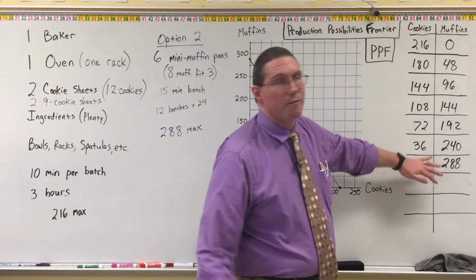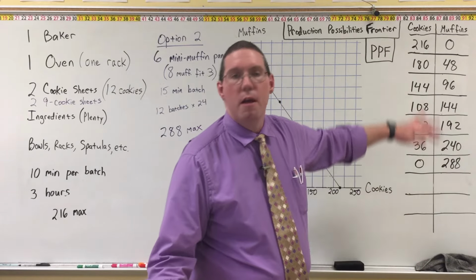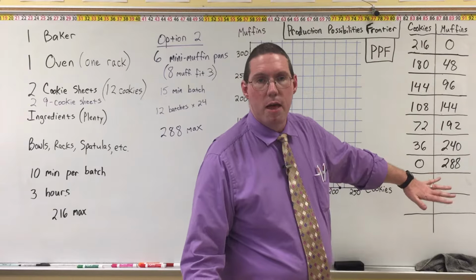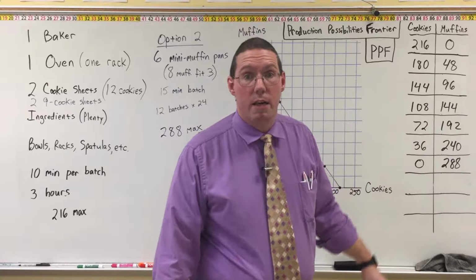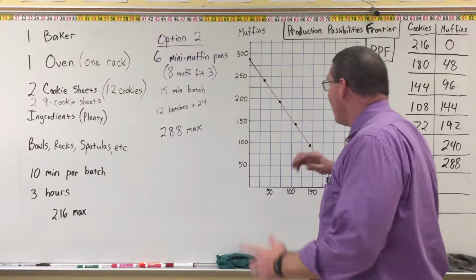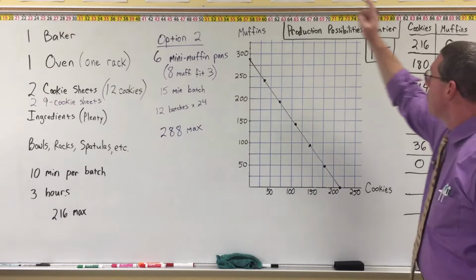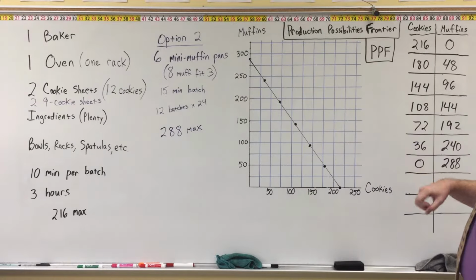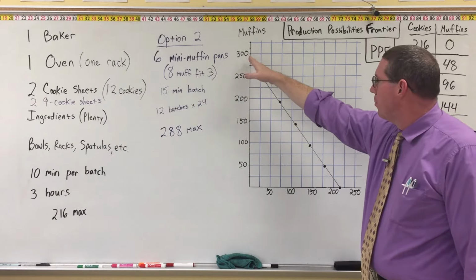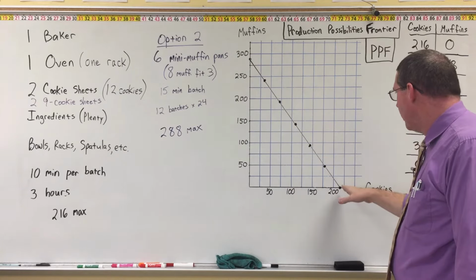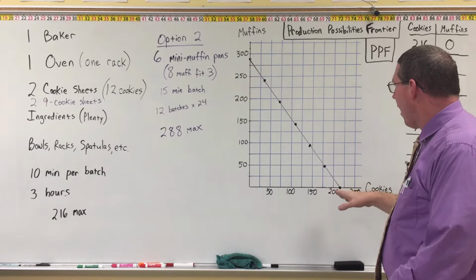These are all of, now technically there are more possibilities than this, but these are the main possibilities that maintain the efficiency of the time in the oven. Okay? So what we have here are a bunch of production possibilities. Then when we graph all of these production possibilities, this is what we come up with. We come up with this straight line here, okay, this linear graph.